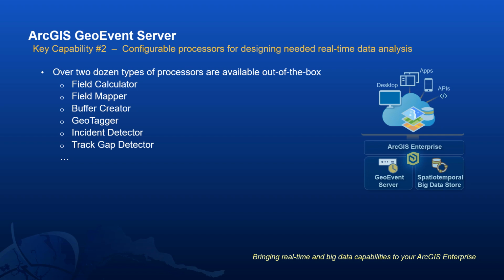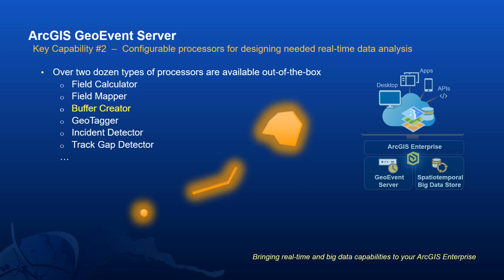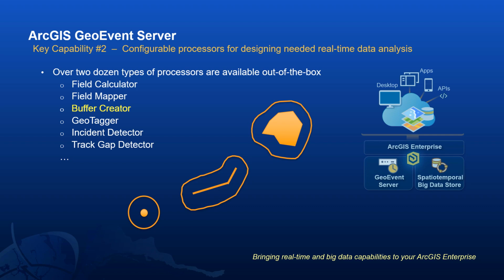And a few of the processors act as monitors, watching for conditions of interest and updating the duration from when a condition is observed until it is no longer relevant. Illustrated here is one of our geometric processors, used to create a polygon buffer about an event record's point, line, or polygon geometry.